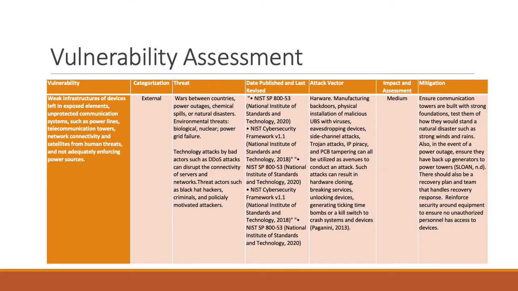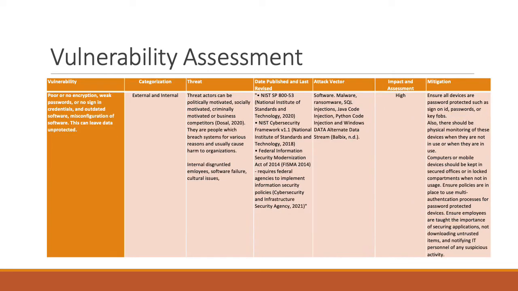Mitigation factors include ensuring that communication towers are built with strong foundations. Test them to see how they stand up to natural disasters. Also, in the event of a power outage, ensure that there are backup generators for the power towers. There should also be a recovery plan and a team that handles response in the event that this does occur. Security around equipment to ensure that no unauthorized personnel have access to devices can also be an example of ways to mitigate this type of attack.